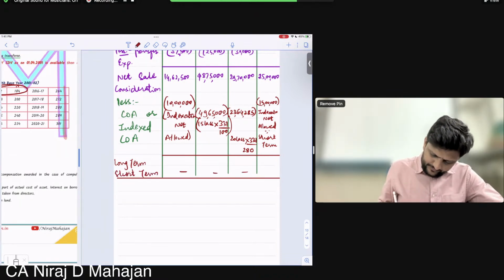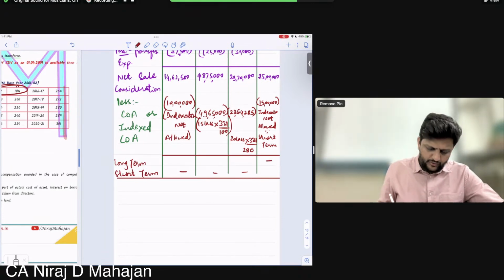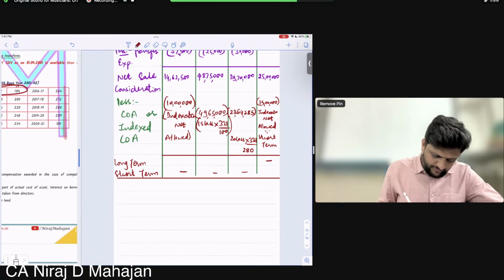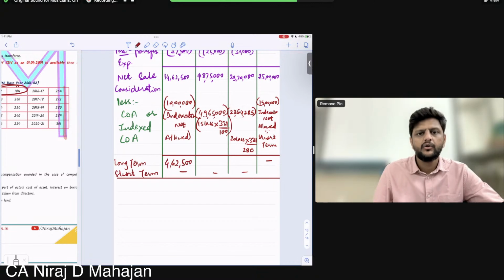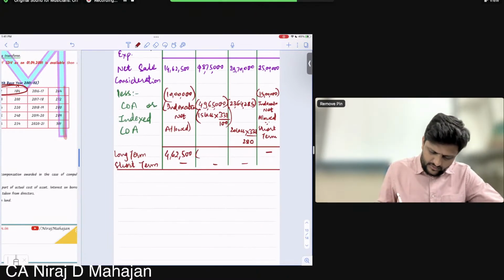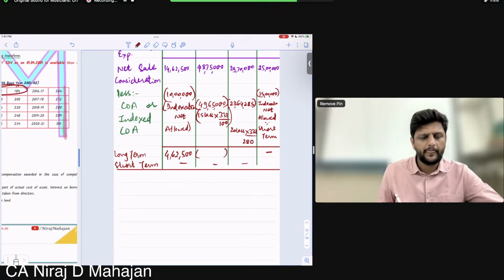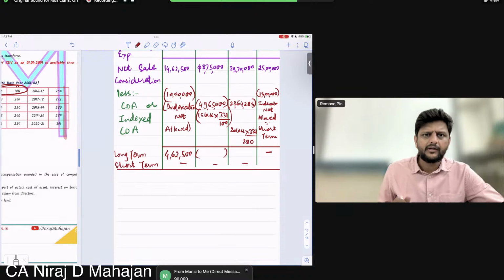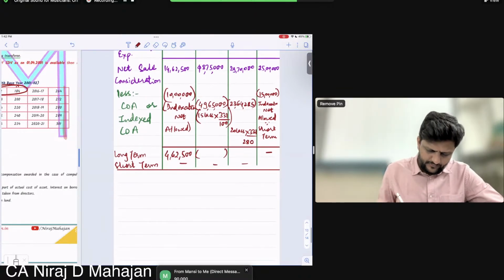Okay. First one, how much? 14 lakhs, so 4 lakhs 62,500. Is it right? And minus 10 lakhs. Then 48 lakh 75,000 minus 49 lakh 65,000. How much loss? Give me the figure. 90,000. Okay, fantastic.